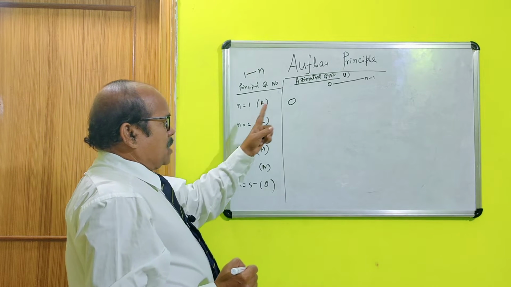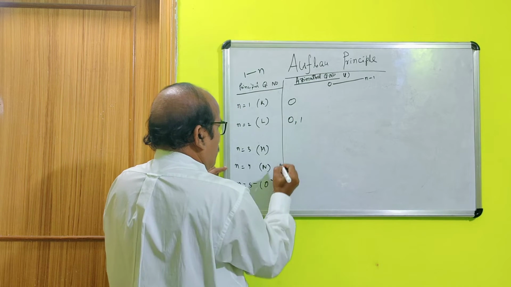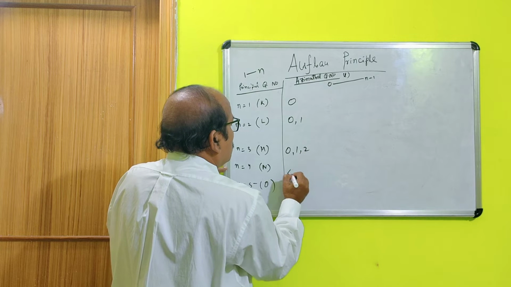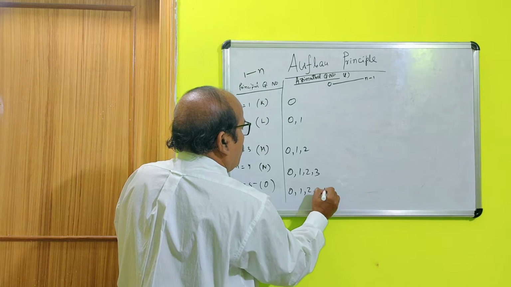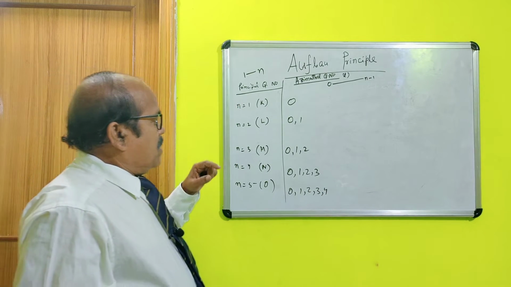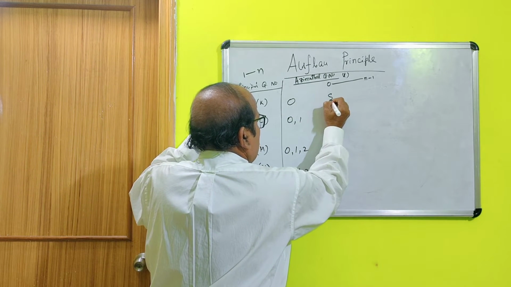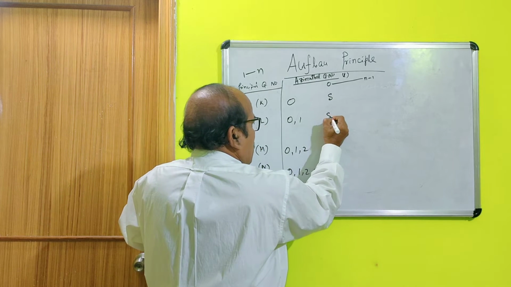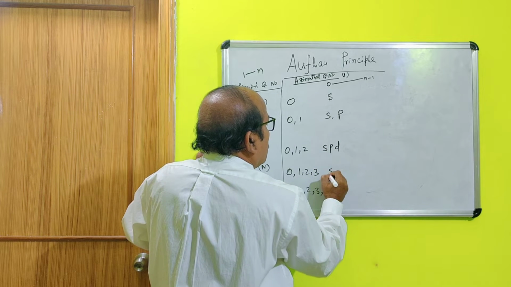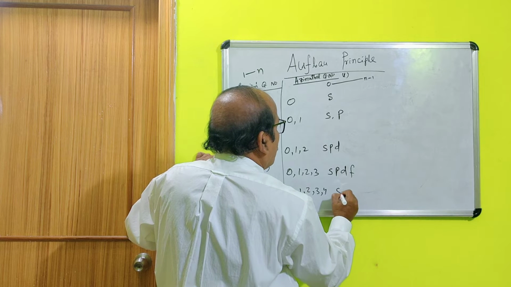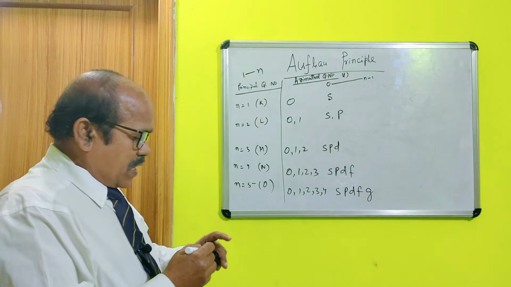When n is equal to 2, the azimuthal quantum number will have two values. These values are 0, 1. Here 0, 1, 2, then 0, 1, 2, 3, then 0, 1, 2, 3, 4, like that. Symbolically, for l is equal to 0, we call it the s subcell. This is p. This is d, f, g, like that.